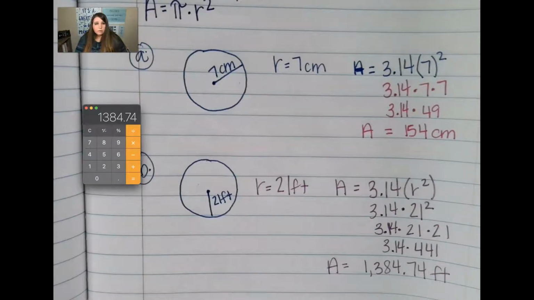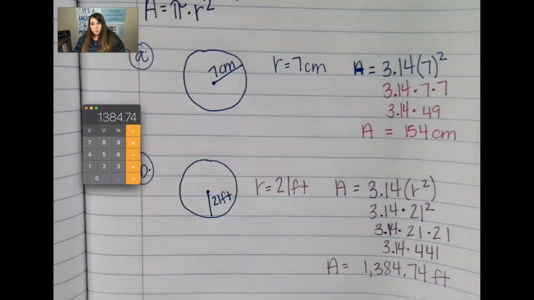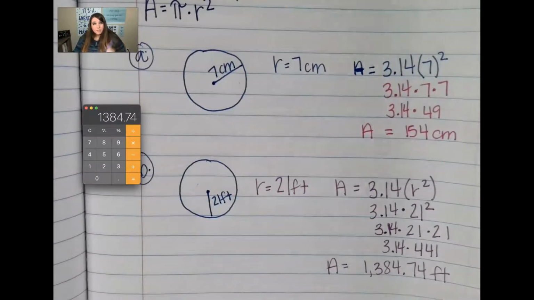Did I multiply wrong? Let me try again. 21 times 21 equals 441 times 3.14. No, that's the right answer. The book rounded and got the wrong answer. So 1,384. We're not adding anything. Every time we've done this, it's been all multiplication. All multiplication.